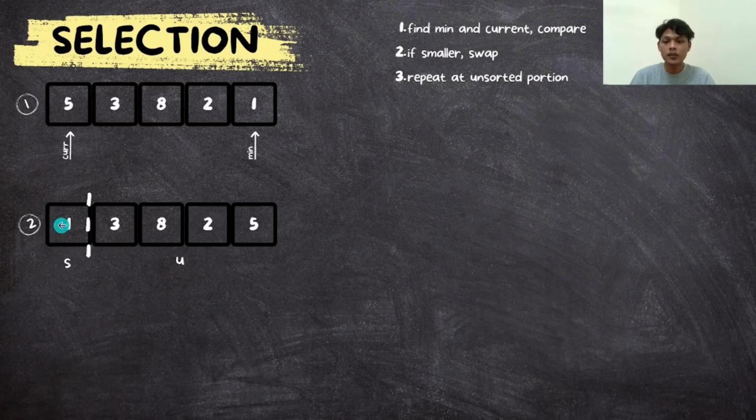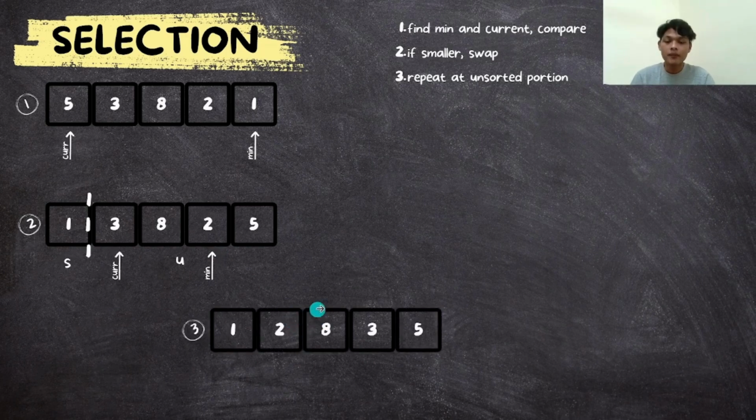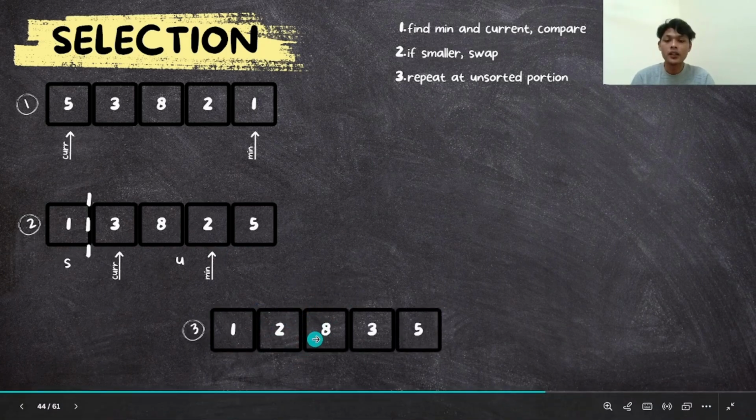This becomes our sorted portion, and this becomes our unsorted portion. So next, our current number is 3, and our minimum number is 2. And 2 is smaller than 3, so we swap it again. And this is our new array after we swap it. This becomes the sorted portion, and this becomes the unsorted portion.